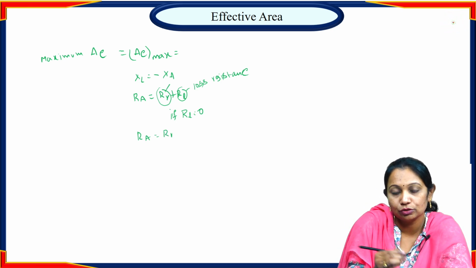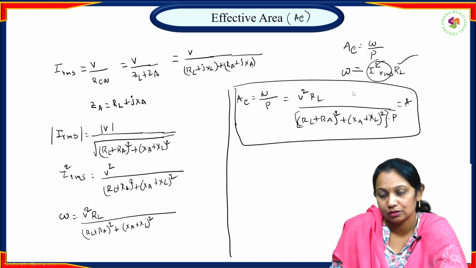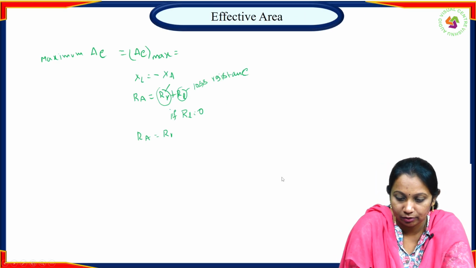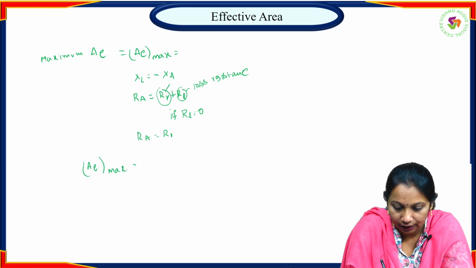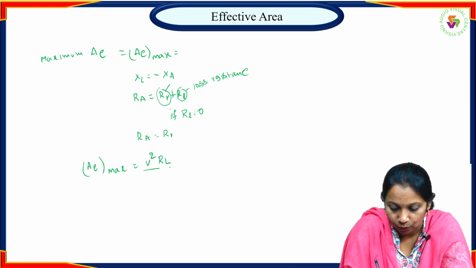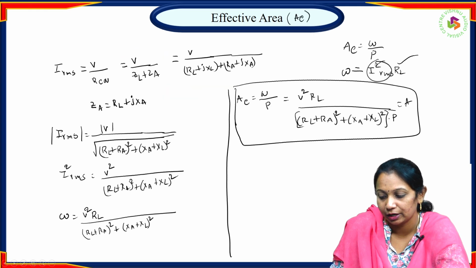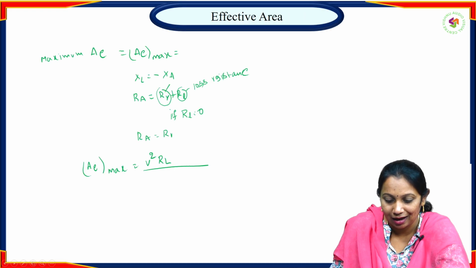The same I am going to substitute in the previous expression. So AE is equal to, here I am going to replace this with this expression. To calculate the maximum effective area, AE max is equal to V square RL divided by, in place of RA I am going to write RR.